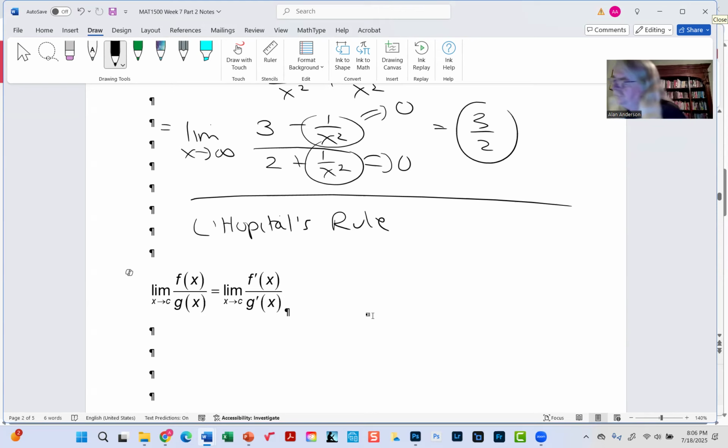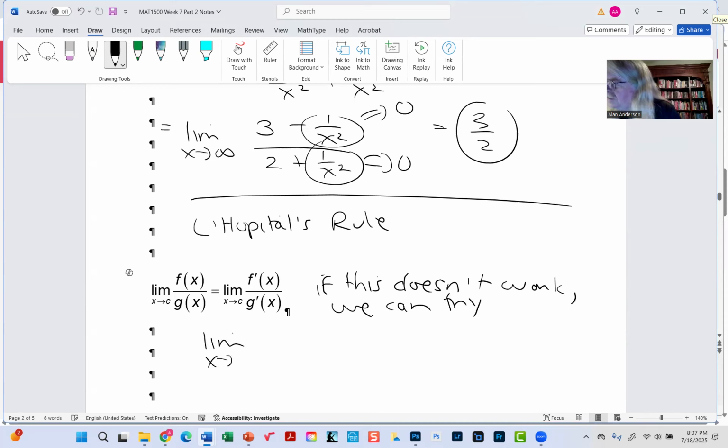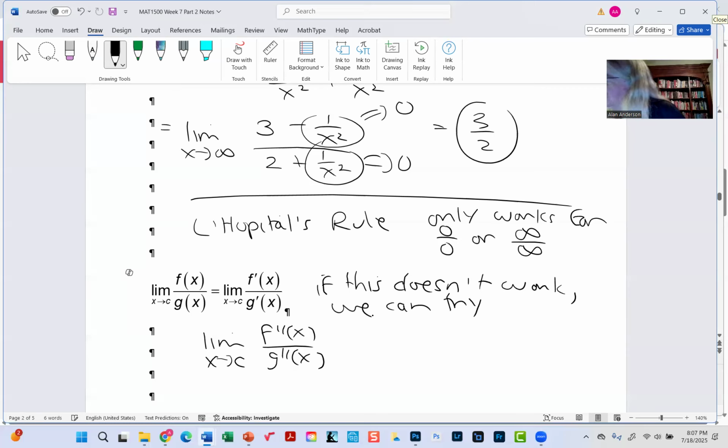Now, by the way, as it turns out, if this doesn't work, we can try the limit as x goes to c of f double prime of x over g double prime of x. And if that still doesn't work, we can keep going and going and going until we get to the point where we can actually solve for it directly. But this only works, now keep in mind, this only works when we get 0 over 0 or infinity over infinity.